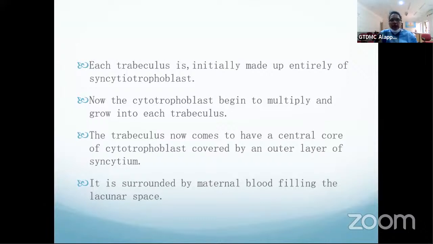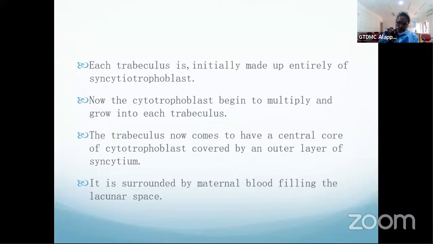That is, the trabeculus now comes to have a central core of cytotrophoblast covered by an outer layer of syncytium. Okay, can you imagine that? First, a single layer of cytotrophoblast and multiple layers of syncytial trophoblast. Syncytial trophoblast lost their cell boundaries. They become a sheet of cytoplasm with nuclei.